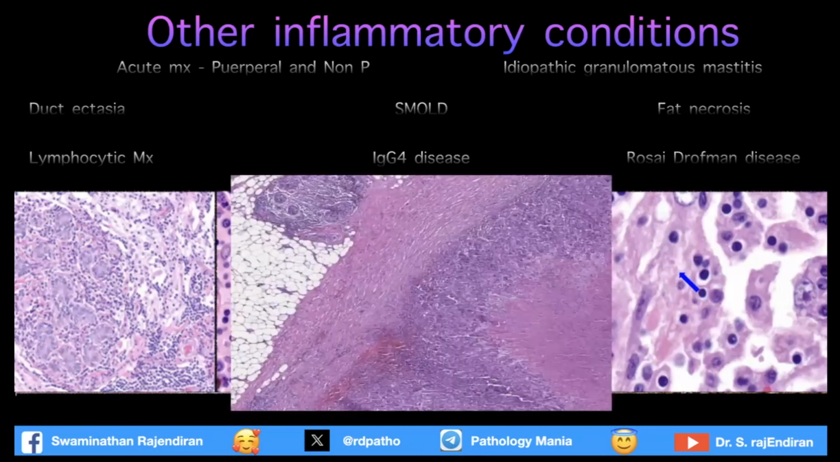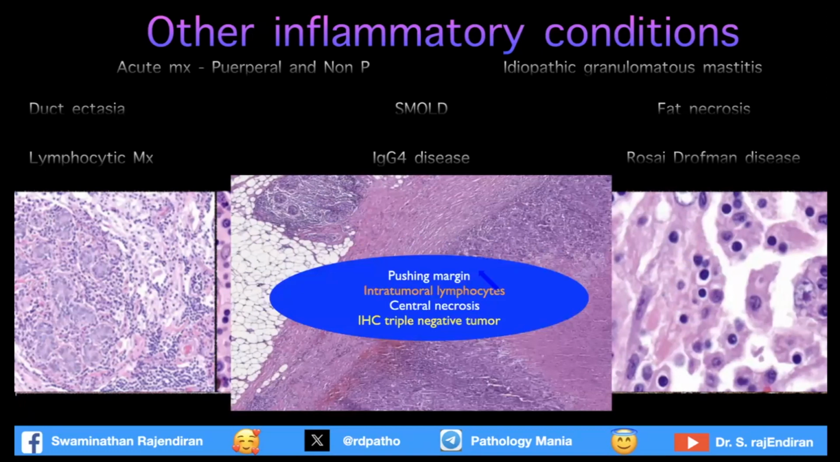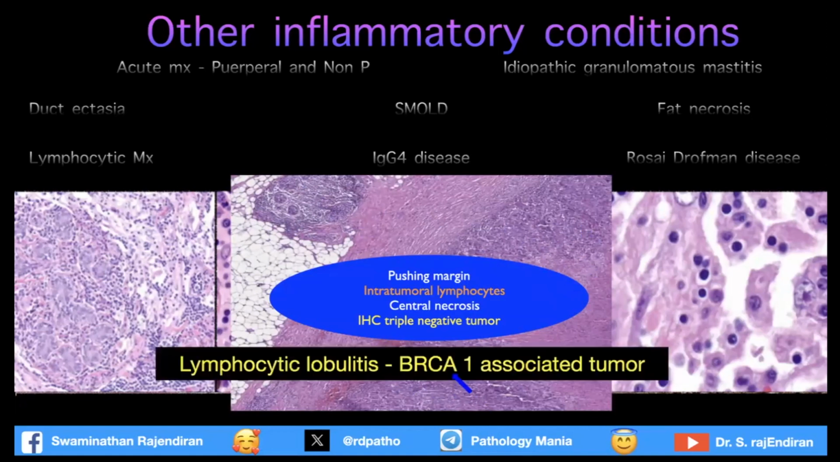And here is a practical point: whenever you see lymphocytic mastitis, you have to think of a BRCA-associated tumor, or what we used to call medullary carcinoma, now medullary pattern of infiltrating breast carcinoma. So it will have pushing margins, intratumoral lymphocytes, central necrosis, and it will be triple negative. So whenever you see lymphocytic mastitis in a mass lesion, they might have missed the biopsy of a BRCA1 associated tumor.